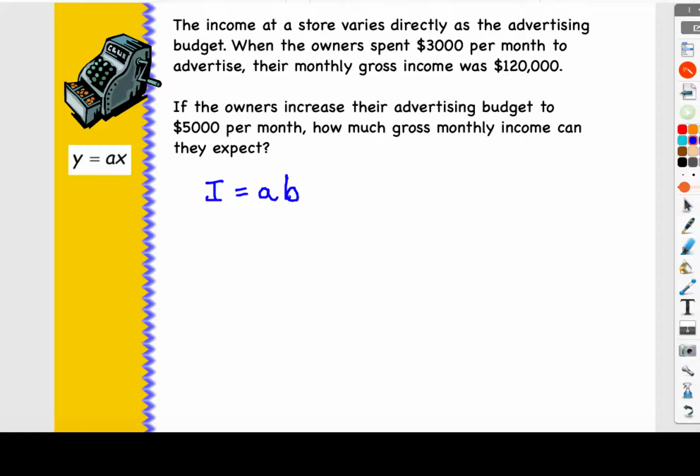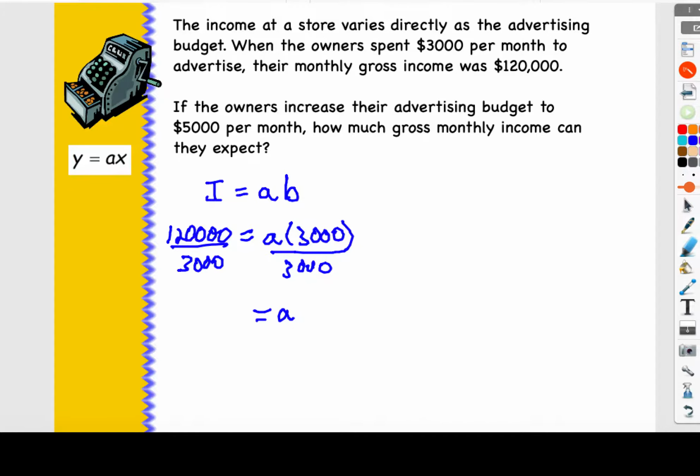Well, the store owner spent $3,000 a month. Well, that sounds like the advertising budget. So the budget was $3,000 when the income was $120,000. Divide by 3,000, right? Because we were multiplying by 3,000, I'm going to divide that away, and A will end up equal to, well, very simply, I would take off the 3 zeros off the top, 3 zeros off the bottom, and 120 divided by 3 is a simple 40 here. Which means my equation then just became my income equals 40 times the budget.